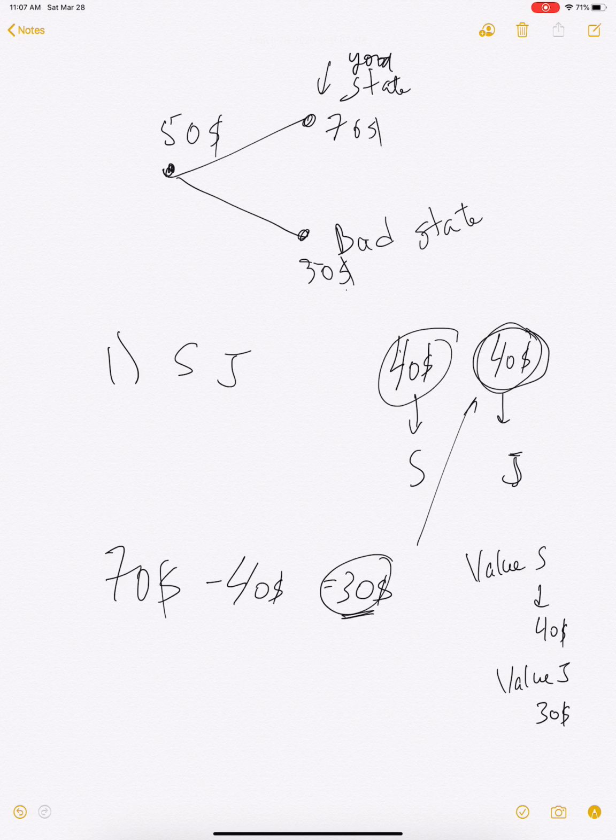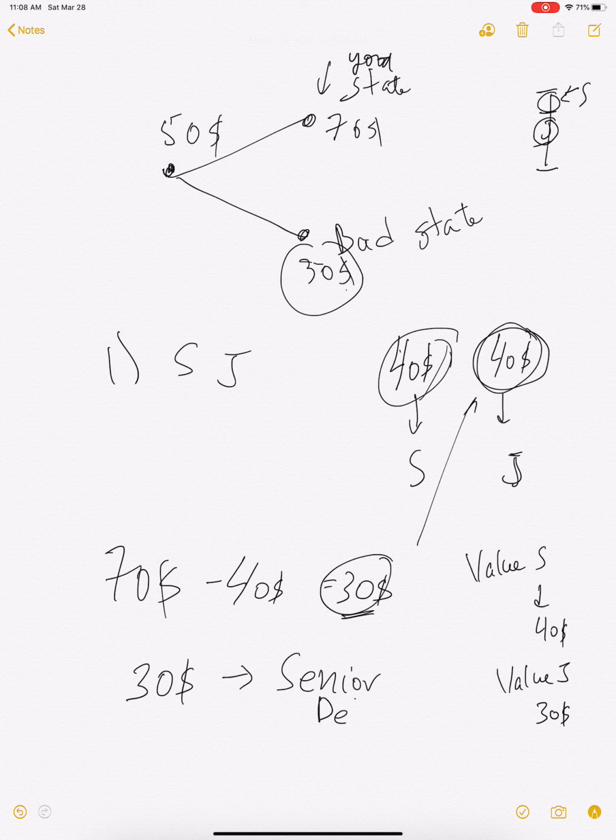Now consider the case where you have this $30. So the $30 must go to the senior debt. You have to satisfy the senior debt first. That's the difference between senior and junior. It's like a hierarchy, okay? So this is a senior and this is a junior. What you want to do is first satisfy the senior and then satisfy the junior. So in this case, the $30 is going to go to the senior debt and the junior guys will get nothing.